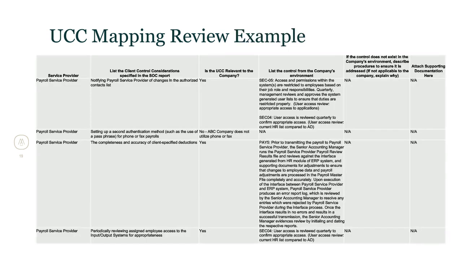For each of the client control considerations, we will list them in the second column of the tool and determine whether it is relevant for the company. For example, one of the client control considerations called out was for setting up a second authentication method for phone or faxing payrolls. However, ABC Company determined that it was not applicable as they did not utilize phone or fax for data transmission. Therefore, none of the subsequent questions applied.